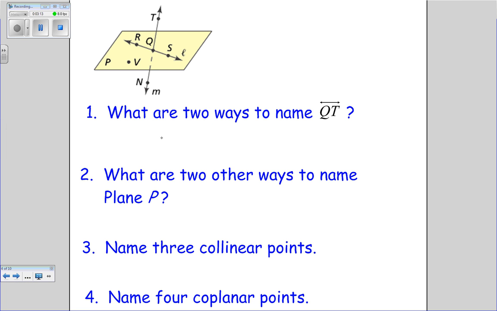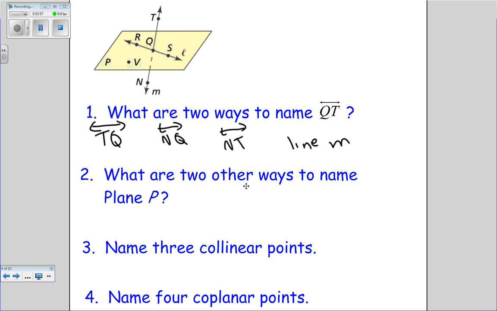Alright, so let's go through this. What are 2 ways we can name line QT? So here's my Q, here's my T. I'm looking for the name of this line. Well, we can always switch it up. We could go line TQ. And again, since we're naming it with 2 points, we've got to have our line above it with arrows. Notice if we keep going, look, there's another point on this line. It's N. So I could even name my line NQ. I could name it line NT. And if I keep going, notice there's a single lowercase letter here. I could name this line M. All those are great ways to name that line.